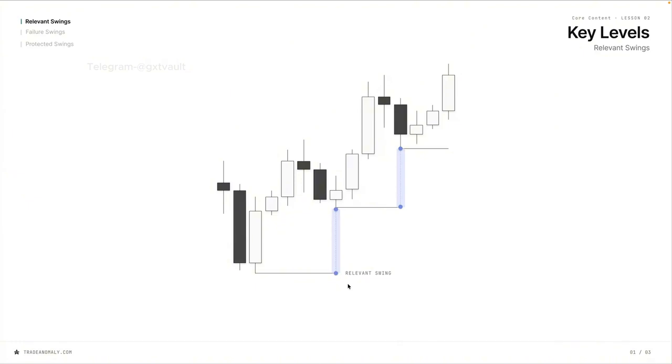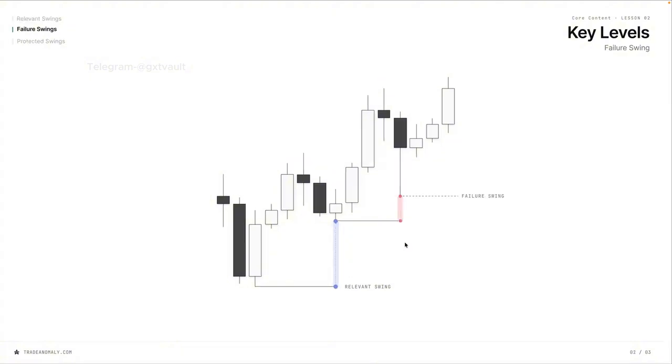I would say a fairly easy way to mechanically define a relevant swing is by using the premium discount tool. Now, I don't have a slide going over this, but it's simple, right? Mark out from low to high. 50% will be around here. Any low printed at EQ or in premium is definitely a defined relevant swing. If it's in deep discount, I really wouldn't define that as a relevant swing. But relevant swings are essentially the highs and lows that we want to be using for our key levels.